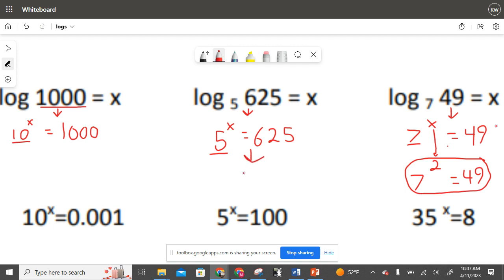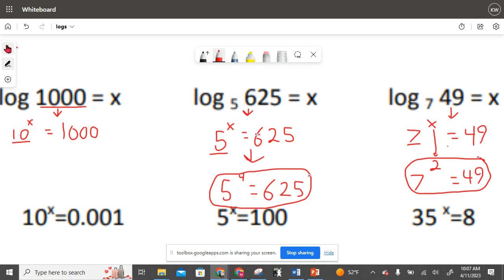Now, alternatively, let's look at the one in the middle. We got 5 to what power gives us 625? Let's check. You said to the fourth? The fourth would be 25 times 25. Yep, that'd be it. So solving for our x here means that we'd have 5 to the fourth power give you 625. So if you had to solve for your log, and you have to find out any of your missing powers or your missing bases or your actual answer, you would just turn it into exponential form and start working with that.